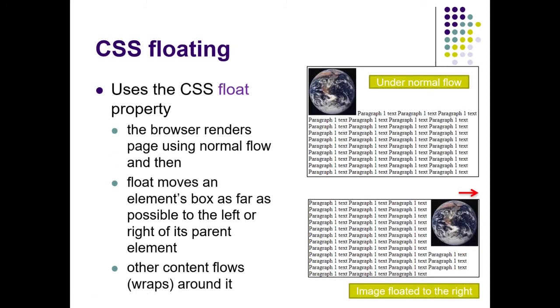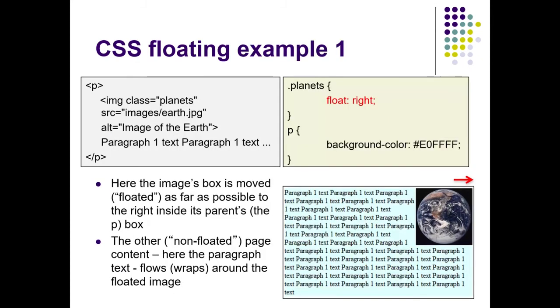By applying some CSS to the image, we can float it from where it would normally be in normal flow across to either the far right of the paragraph or to the left of the paragraph, aligning them together like so. Take a look at the code to achieve this. So what we've done is put the image, if you look on the left hand side there, inside of the paragraph.